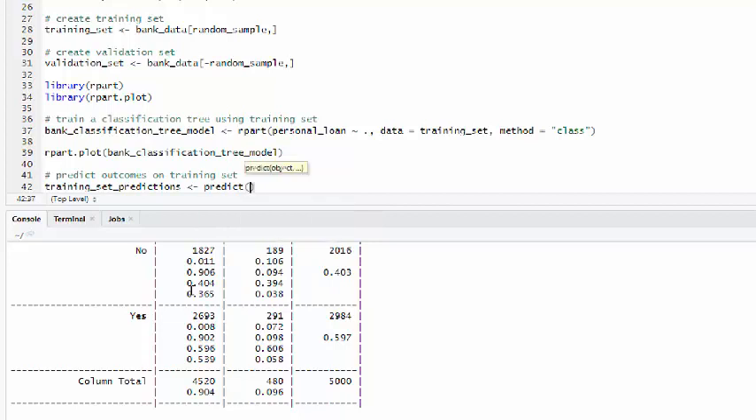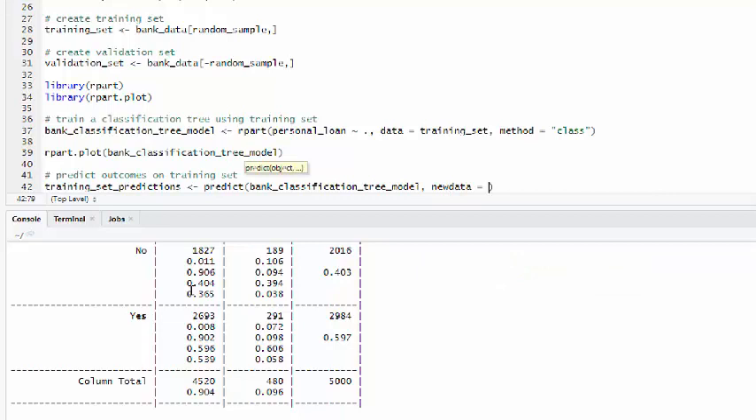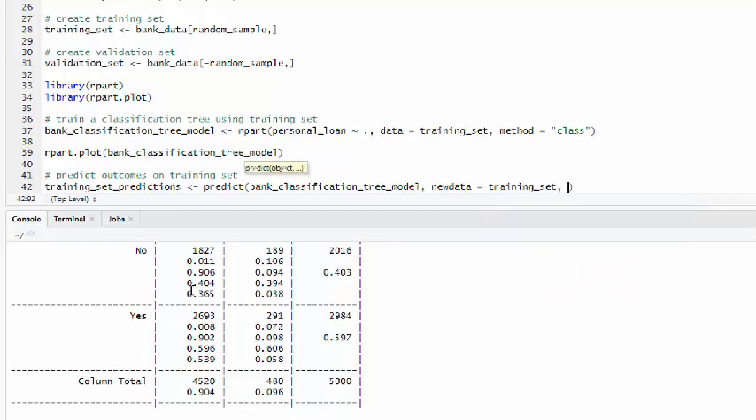To use the function predict, I need to send it three things. Thing number one is the model itself. What do I call my model? It's called bank underscore classification tree model. Then I'm telling the function which data set to use. It's going to be the same training set, but I have to say new data, even if it's old data. New data equals, what did I call it, training set? I believe so, right? Training set.